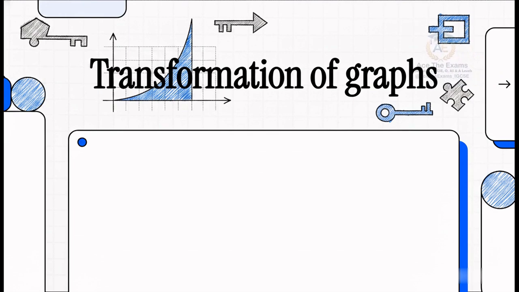We're going to look at how you can instantly map and manipulate complex exponential graphs without having to painstakingly plot them point by point. Honestly, it's like learning the cheat codes to the coordinate plane, and it is a massive time saver for paper 5080.